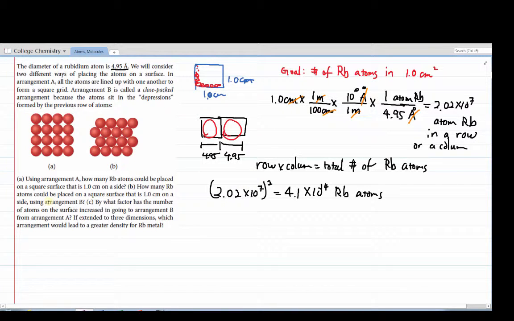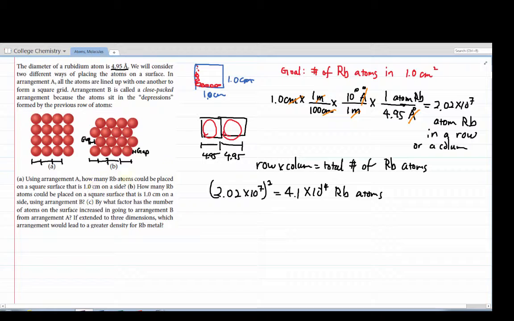How many rubidium atoms could be placed on a square surface that is 1 centimeter on the side using arrangement B? So this is our focus now, and we have to find how many can be stacked. As you can see, there is less space, so you can assume we're going to have more rubidium atoms quite nicely stacked in a given surface area. But if you notice, you're going to see the same interval just as you saw in arrangement A. So horizontally it's not really changing much, although there's some gap, and then there's a gap in each row, so you might lose 1 atom.